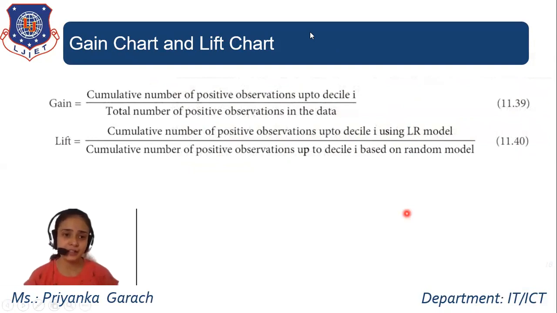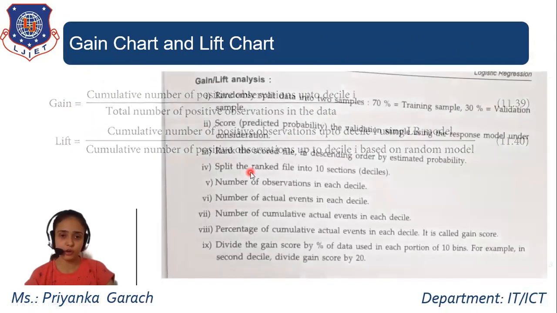So the gain chart is like this: the cumulative number of positive observations up to the decile i. What is a decile? It is a set of 10 observations, divided by the total number of positive observations in the data. And the lift is given like this: the cumulative number of positive observations up to decile i using the LR model, where LR model means using the logistic regression model, divided by the cumulative number of positive observations up to decile i based on the random model. So like this, the gain and the lift are calculated based on such type of formula.